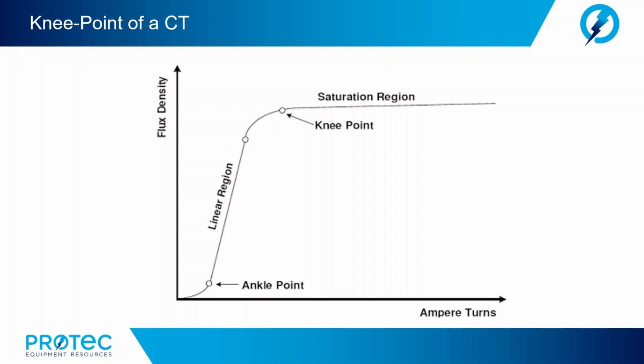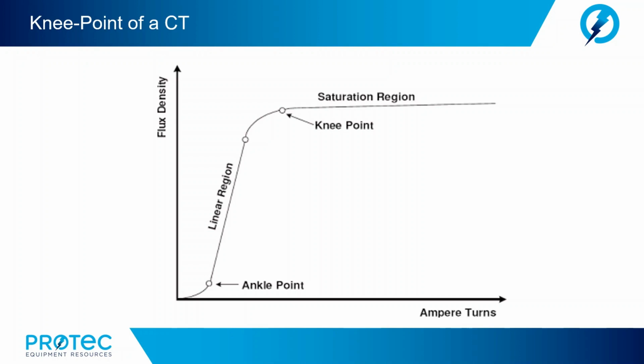Now, the knee point of a CT is the magnitude of the secondary voltage after which the output current ceases to follow linearly to the input current. Or in other words, the one-to-one relationship between the input and output is no longer within declared accuracy. When testing, a voltage is applied across the secondary terminals and magnetizing current will increase in proportion to the applied voltage up until the knee point.